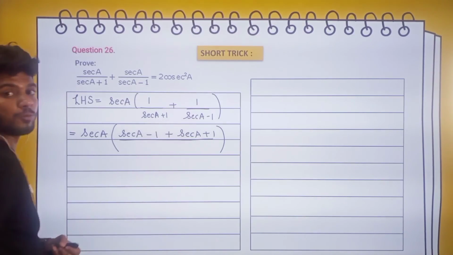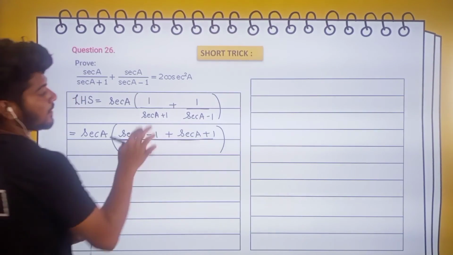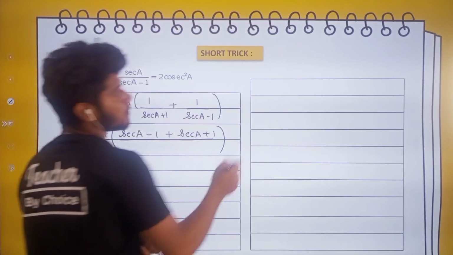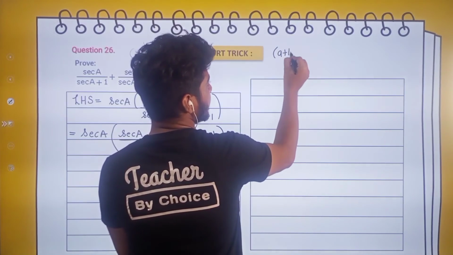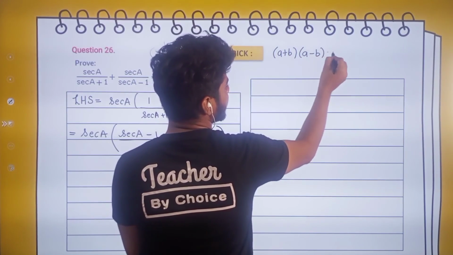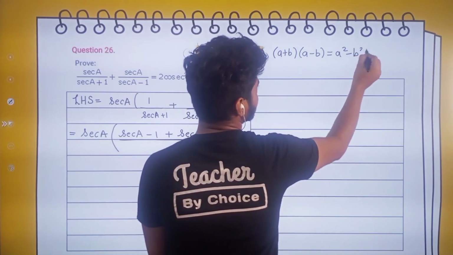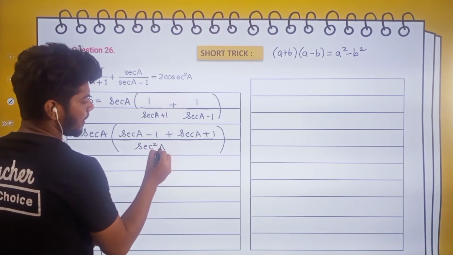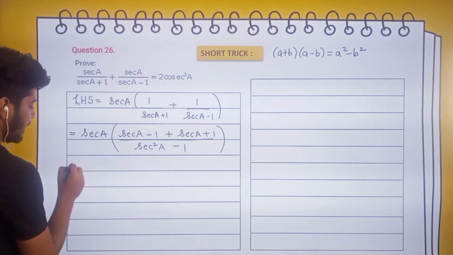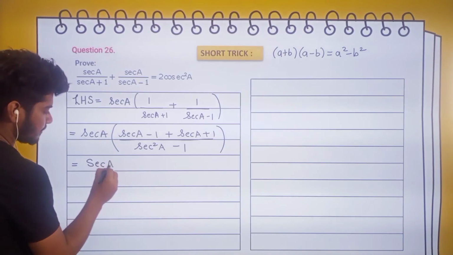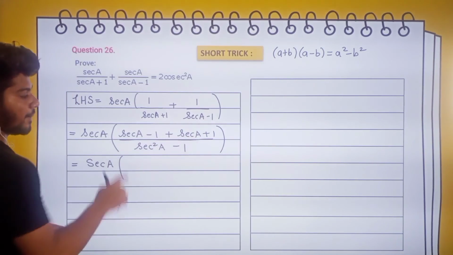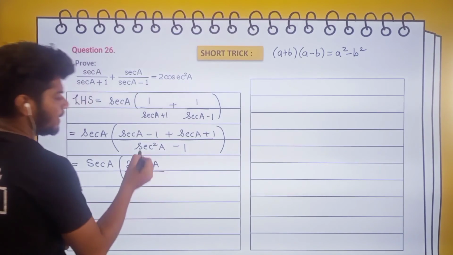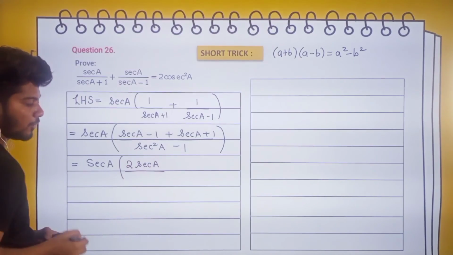Yes, pay full attention on board. It would be difficult to understand otherwise. Okay, sec a plus 1 into sec a minus 1. I am using a plus b into a minus b, which will be equal to a square minus b square. So what will come? Sec square a minus 1. This would be equal to sec a plus 1 minus 1 gone. Sec a plus sec a is 2 sec a. Sec square a minus 1, what is sec square a minus 1?